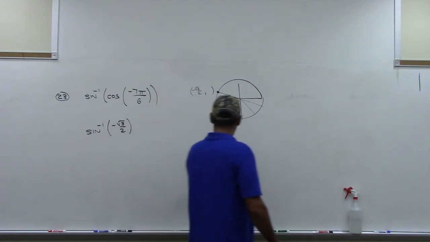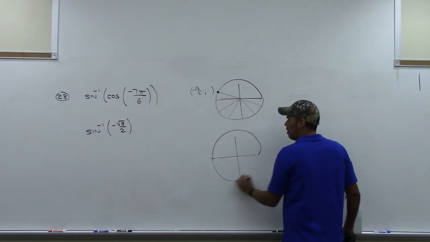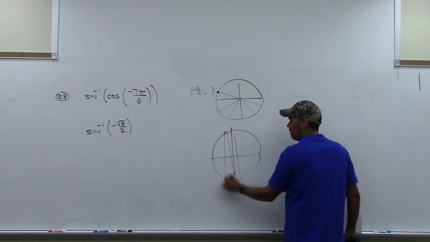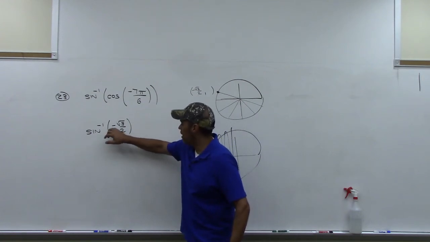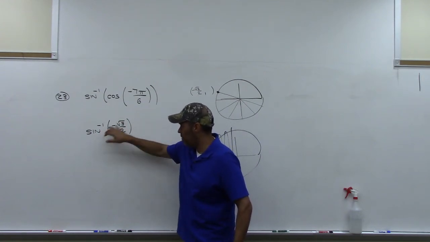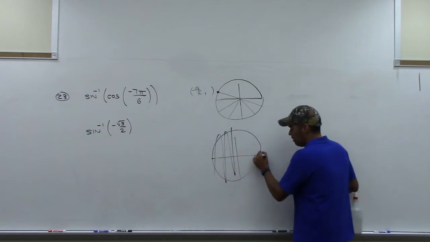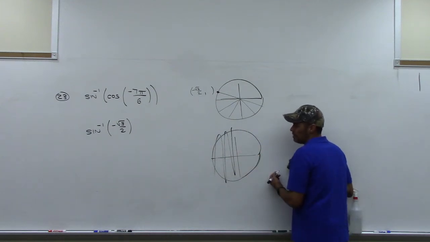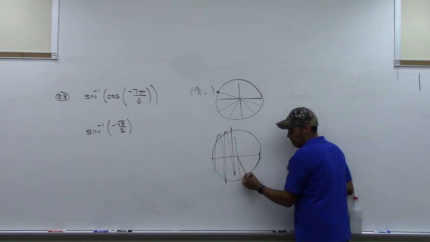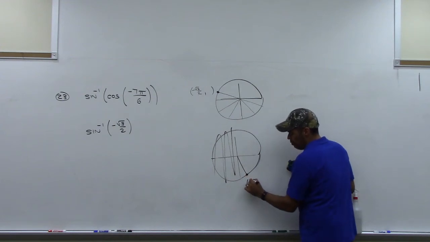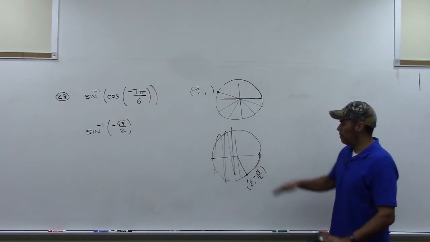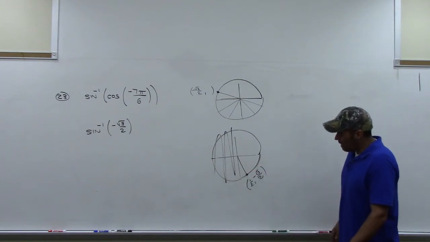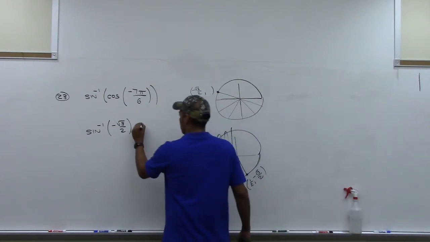Now at this point, I start over. I'm dealing with arc sine, which means I can't look over here. And I need to figure out where the y-coordinate is negative root 3 over 2, because it's arc sine. I'm looking at y-coordinate now. And I can only be here and here. And that is going to happen right there. So the y-coordinate is negative root 3 over 2. That angle, remember you have to go backwards, is negative pi over 3, negative 60 degrees.